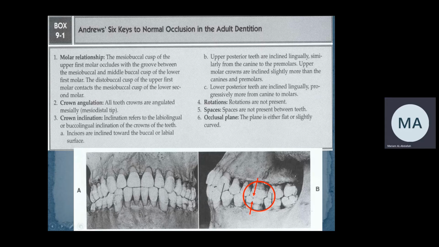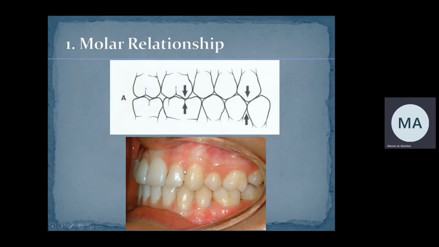But Andrews did not rely only on the mesiobuccal cusp according to the traditional definition of the molar relationship. He also added that to have the perfect molar relationship, we need to have the distal slope of the distal buccal cusp of the upper 6 in contact with the mesial slope of the mesiobuccal cusp of the lower 7. So this is the ideal molar relationship according to Andrews.